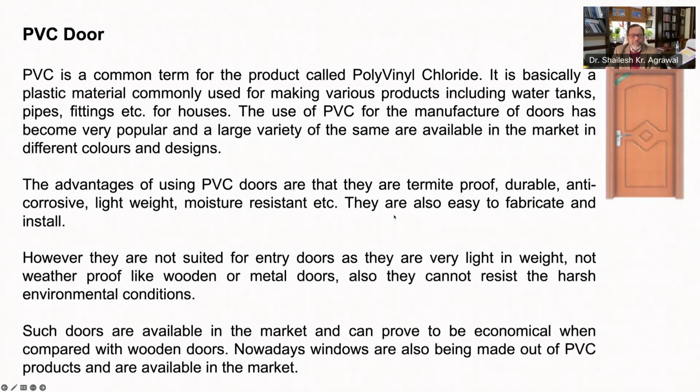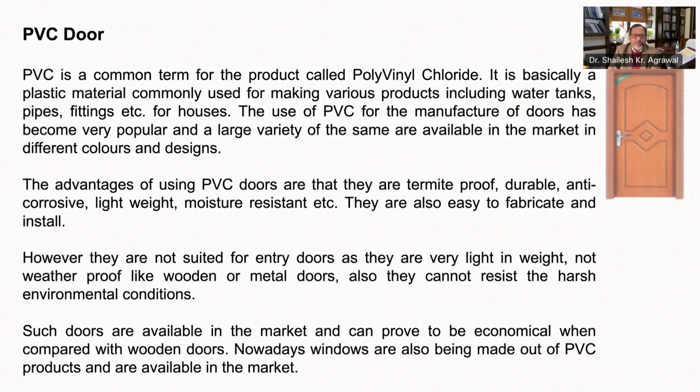PVC is the common term for the product called polyvinyl chloride. It is basically a plastic material commonly used for making various products including water tanks, pipes, fittings, etc. for houses. The use of PVC for the manufacturing of doors has become very popular nowadays and a number of doors are available in the market in different colors and designs.